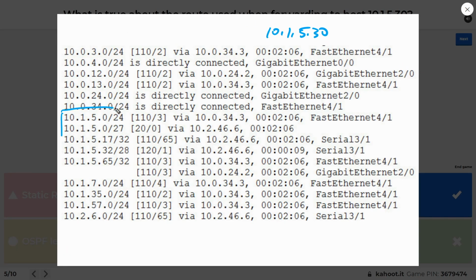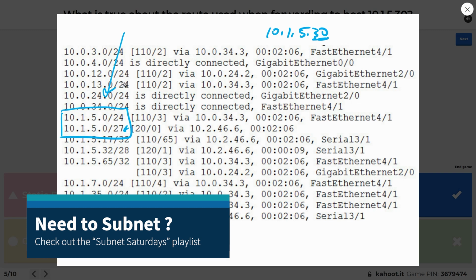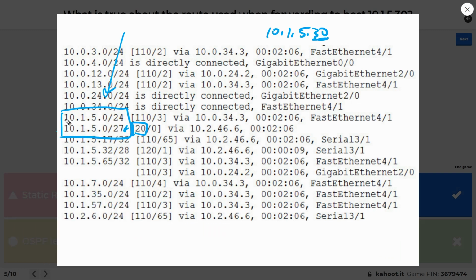So the question is really, which of these two routes is the longest match that includes that IP address? And it is the /27. And so come and see me in Subnet Saturdays for calculating what is the range for a subnet and all that good stuff. And then as a result, because this is the route we're focusing on here, the administrative distance is 20, which implies it was external BGP learned. And that's how I tied it into BGP for this quiz.